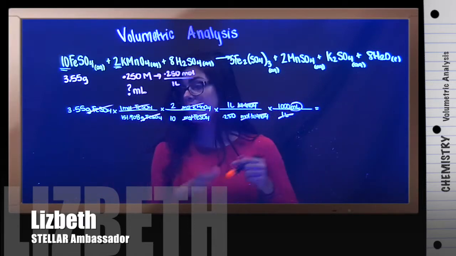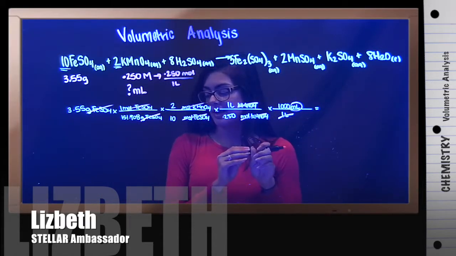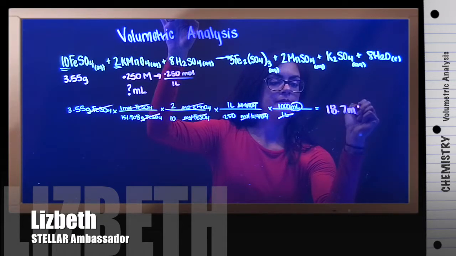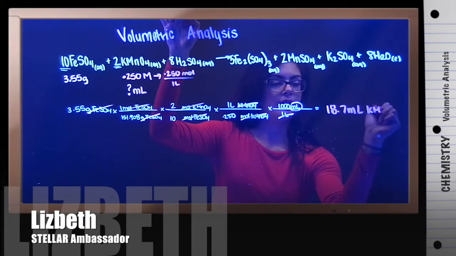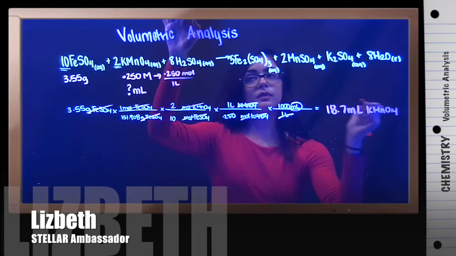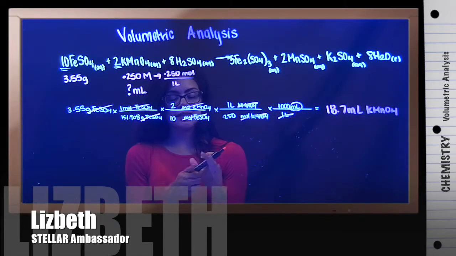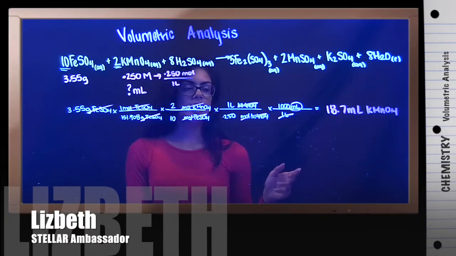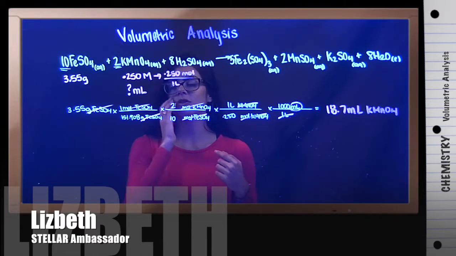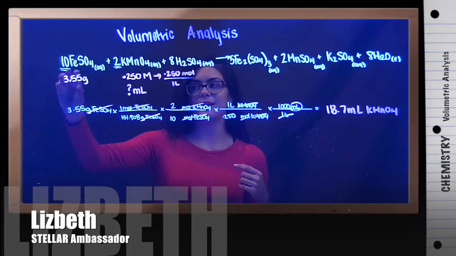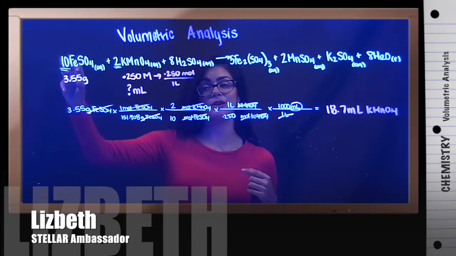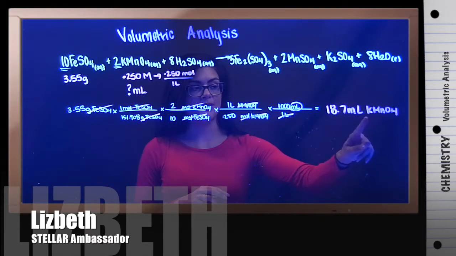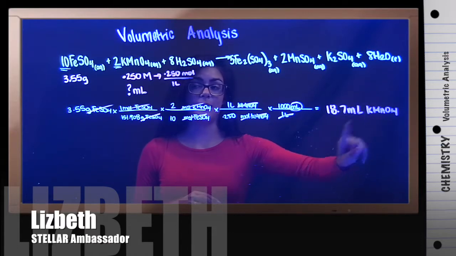All right, so when you do the math, you actually find out that you get 18.7 milliliters of KMnO4. So what this means, like, we always have a reason for doing our math in chemistry. We don't just do it to do it. This means that in order to be able to react with 3.55 grams of iron(II) sulfate and have this molarity, we need to have 18.7 milliliters of KMnO4.